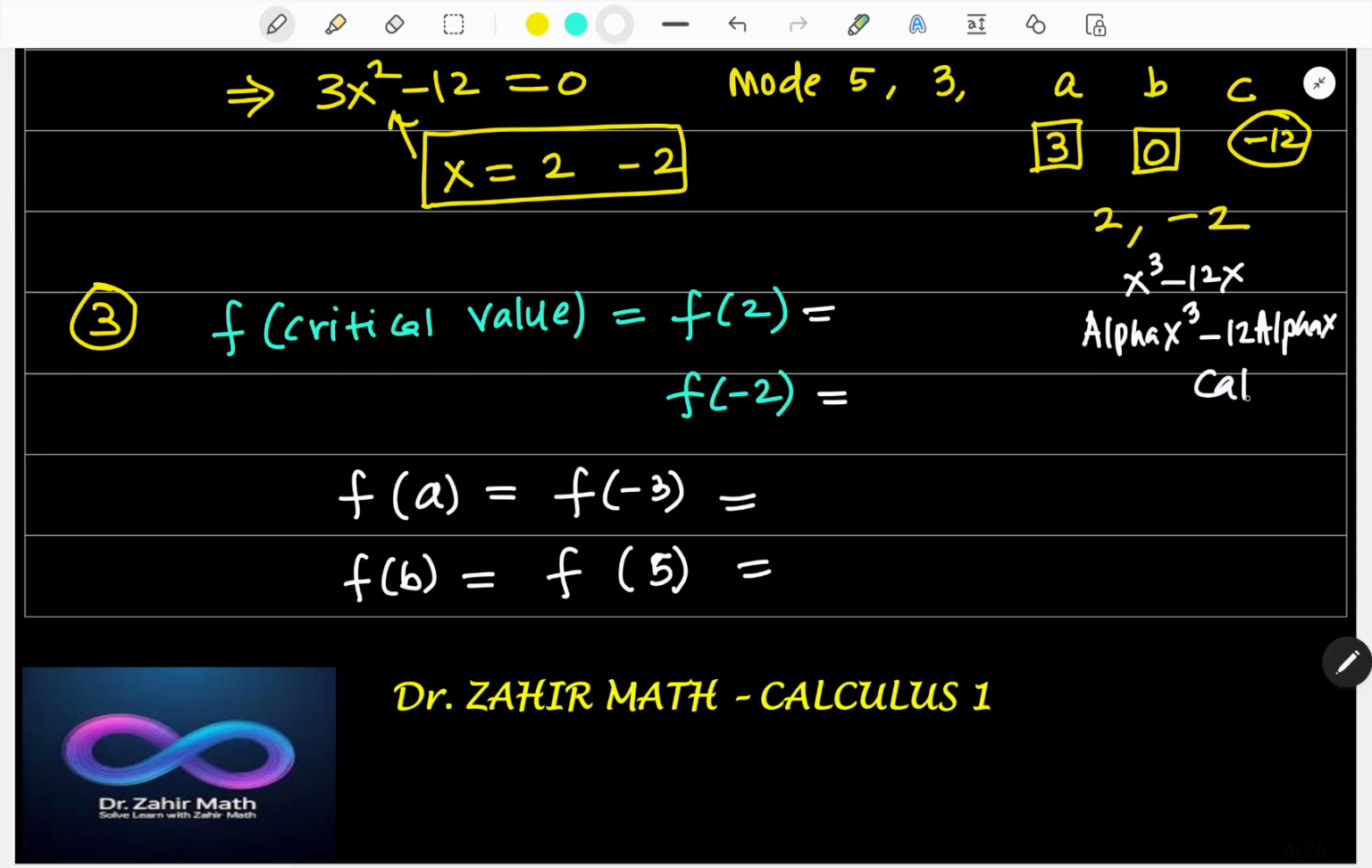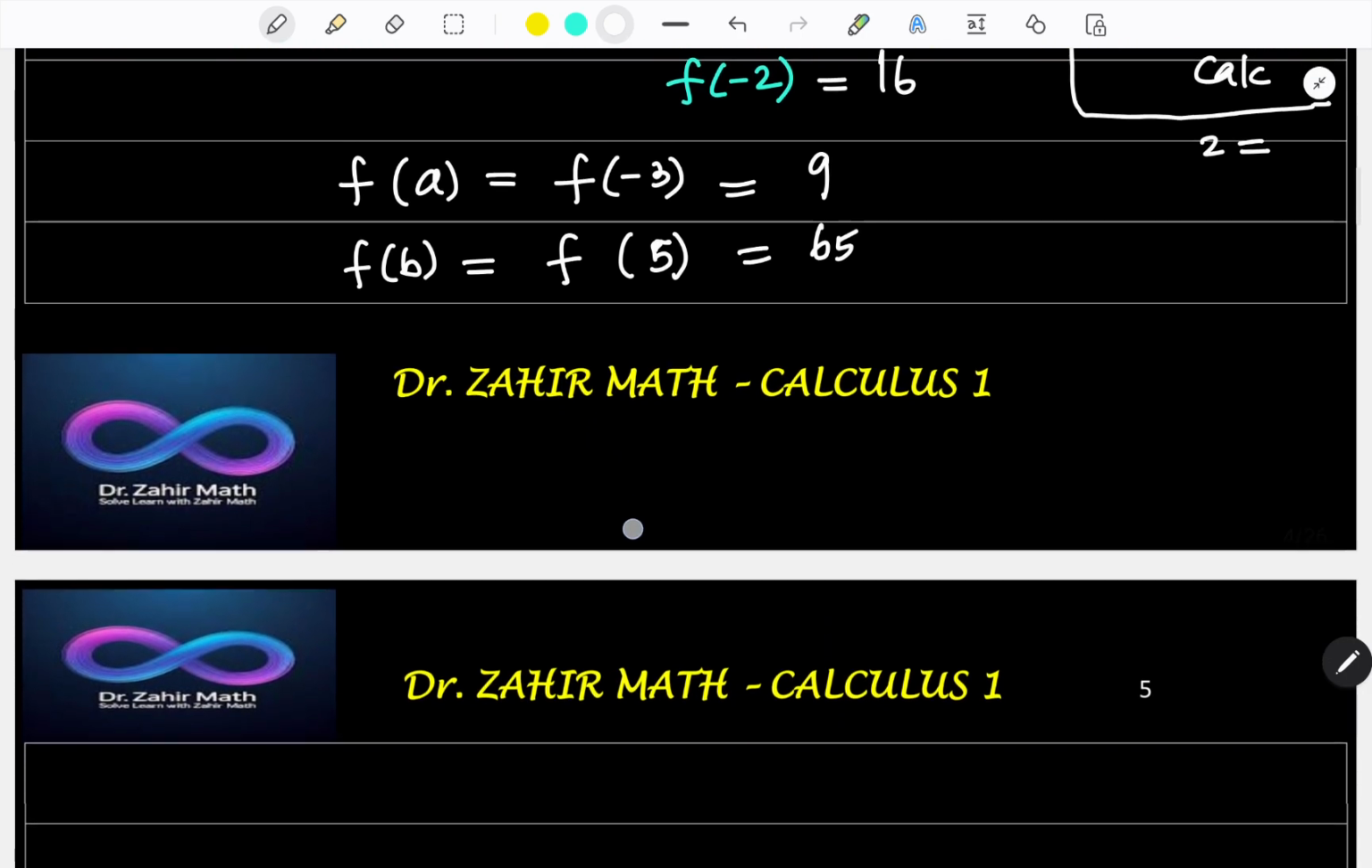Okay. Then press the button calc. Press the button what? Calc. If I press the button calc, the first value I have to give is 2, press equal. I will get minus 16. Again press calc. Press x is equal to minus 2. I will get plus 16. Again press calc. Press minus 3. You get the answer 9. Okay. Again press calc. Press number 5. You get 65.